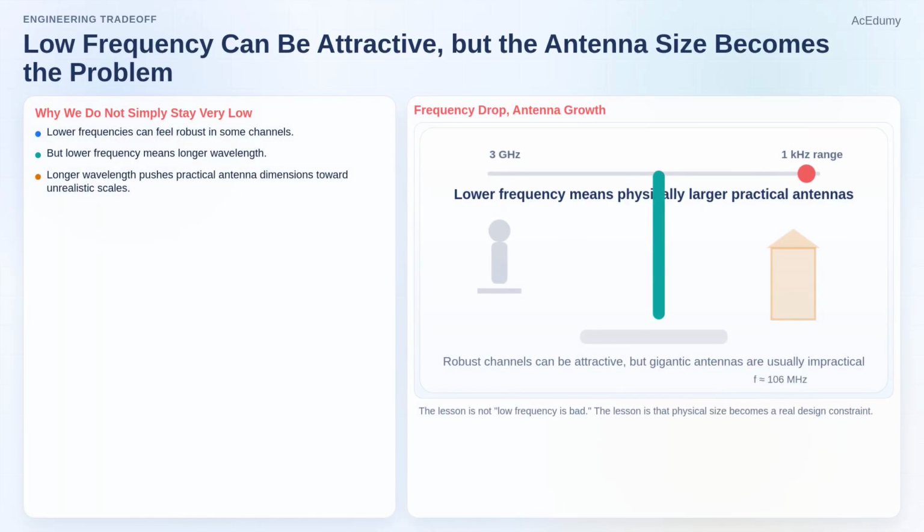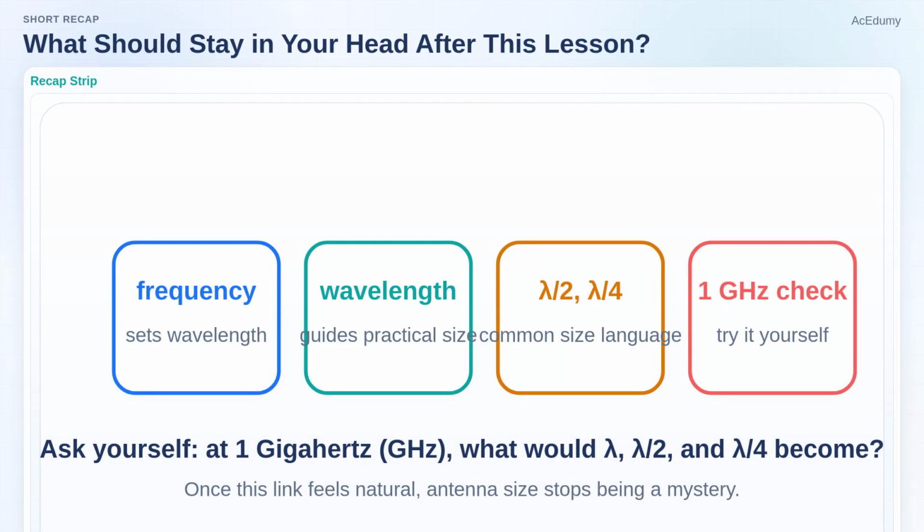At first glance, low frequency can sound attractive because some channels feel more forgiving there. But the wavelength grows as the frequency falls, and that means the practical antenna size grows too. So the engineering trade-off is not simply about signal behavior, it is also about whether the antenna can exist in a realistic physical size. Keep 4 links from this lesson.